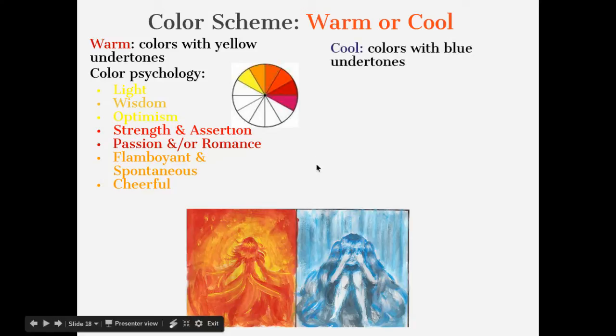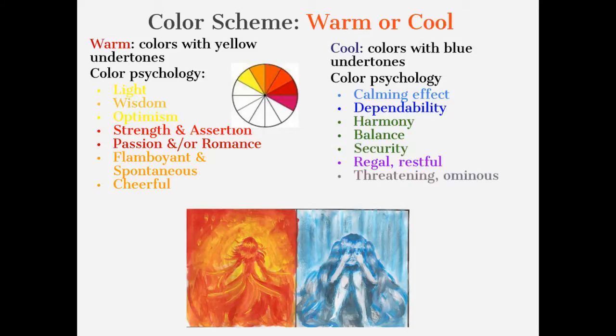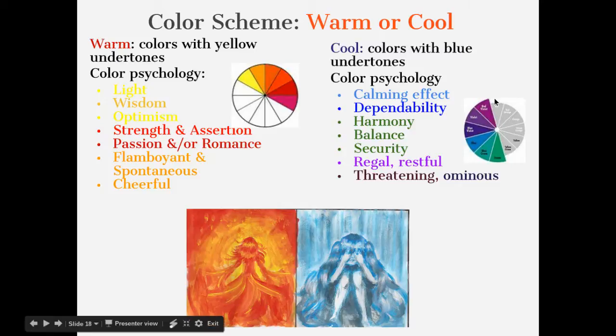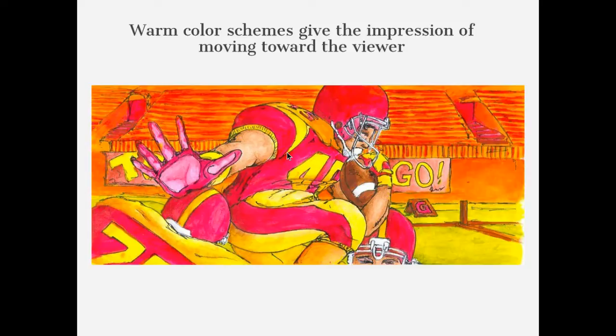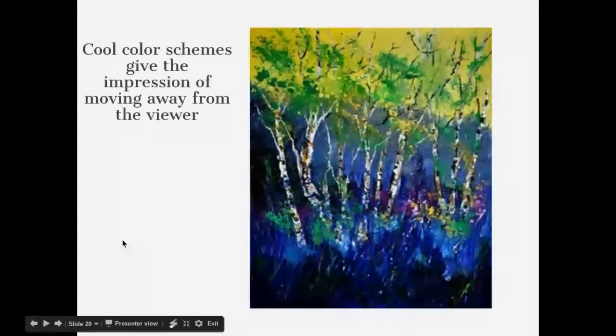The cool colors are the ones with blue undertones. And your color psychology here would be a calming effect, says dependability, harmony for the greens, balance, and security. And your purples can mean regal or restful, but it can also come across as threatening and ominous, depending on what you're trying to have your viewer feel. So your cool colors are this side of the color wheel. Warm color schemes make you feel like the impression is moving towards you. Cool color schemes give the impression that the images are moving away from you. As you can see, this is a lot of cool, but it starts to warm up with the yellows near the top.